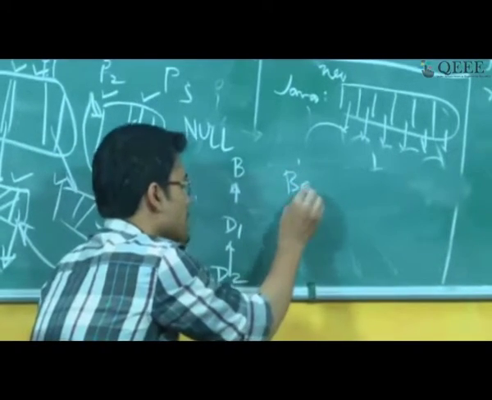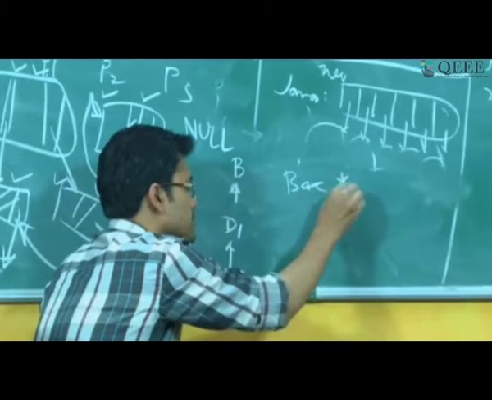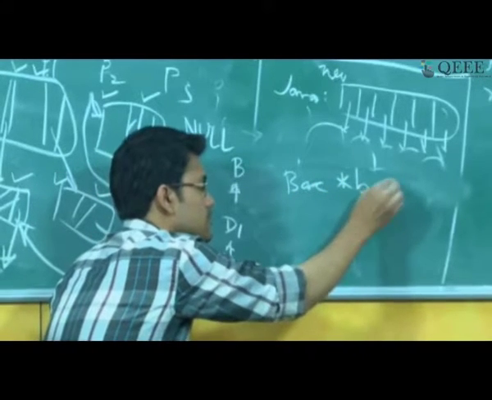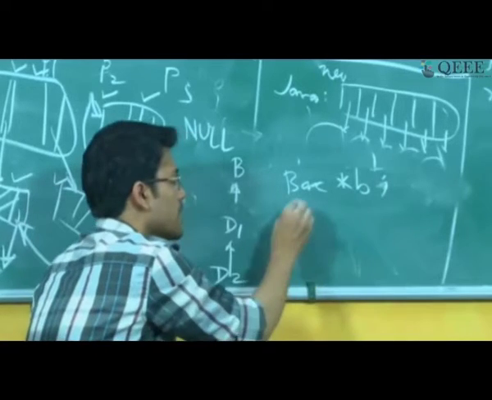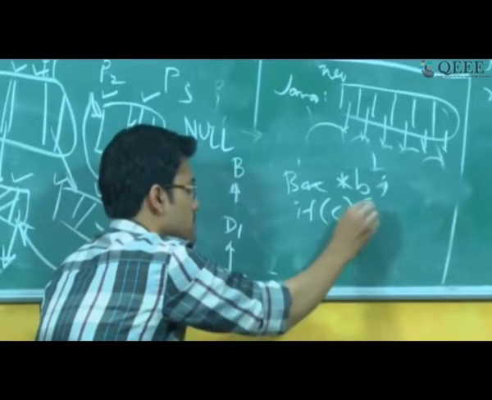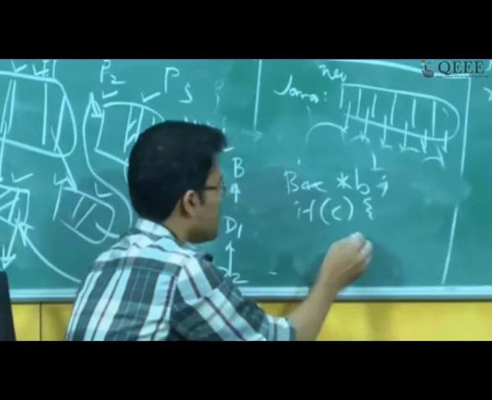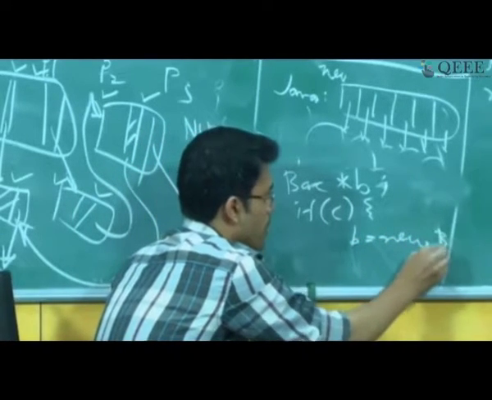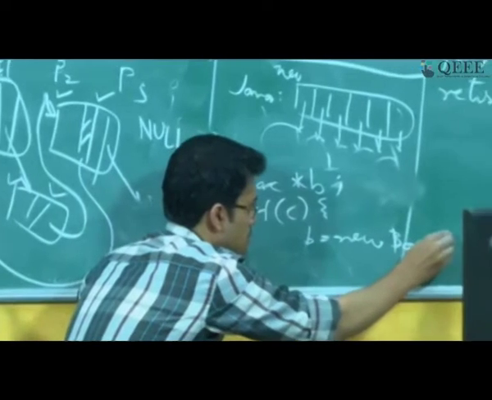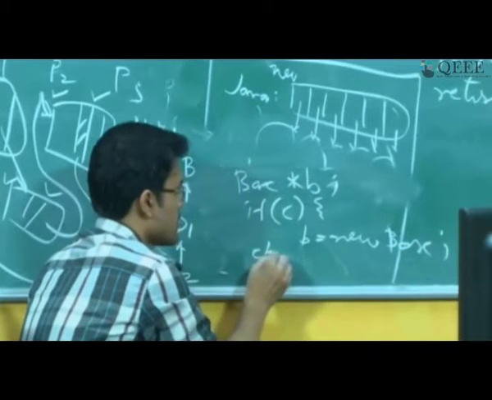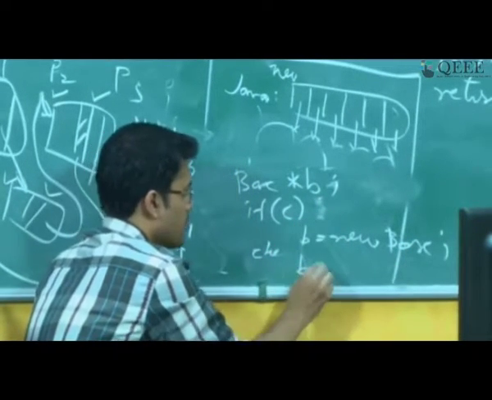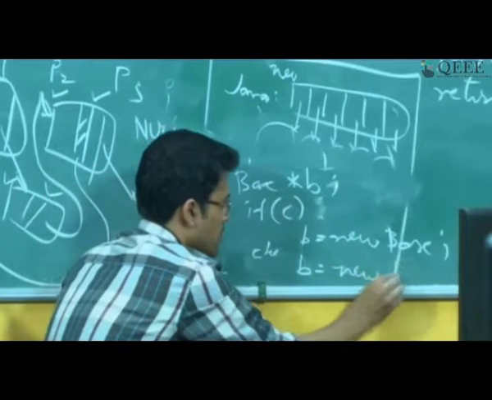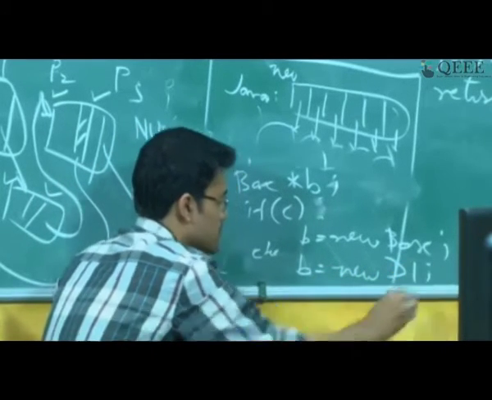Now you have a base class pointer, let us say something, and then if some condition, then b equal to new base, else b equal to new, let us say D1.